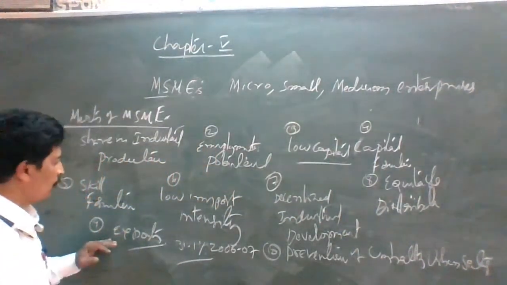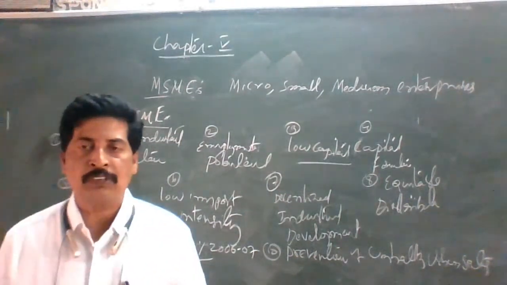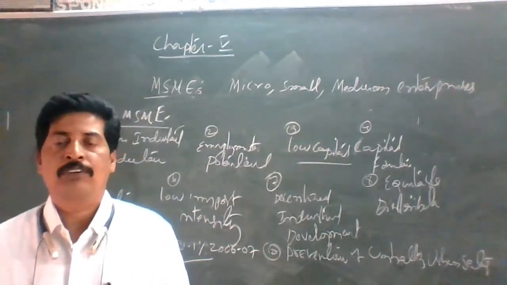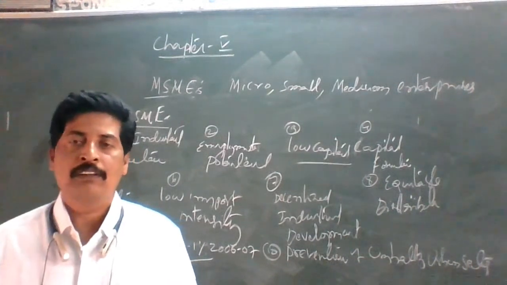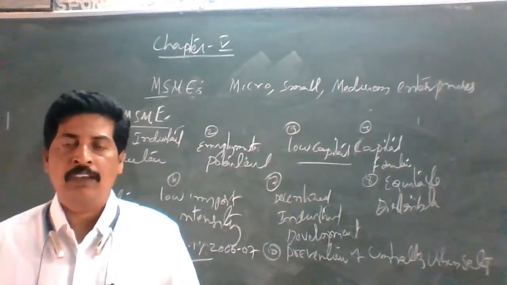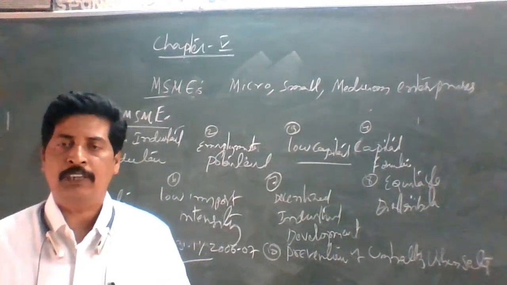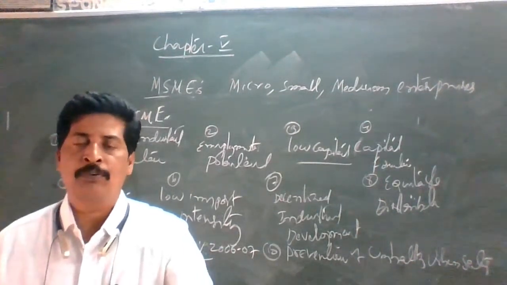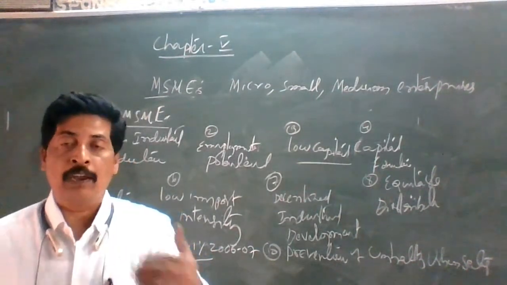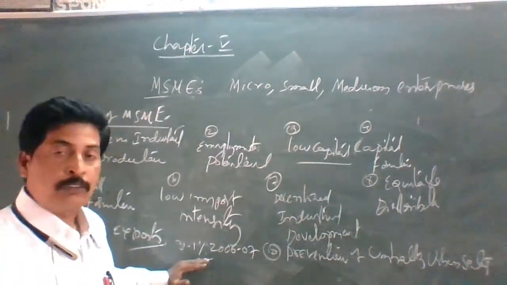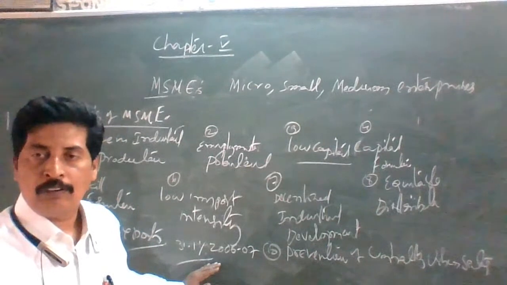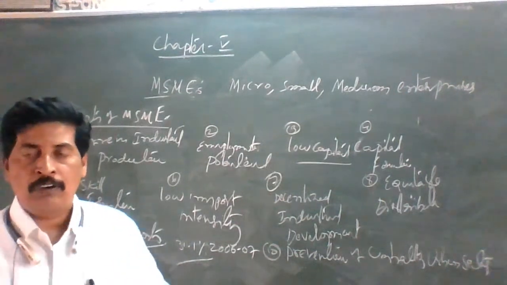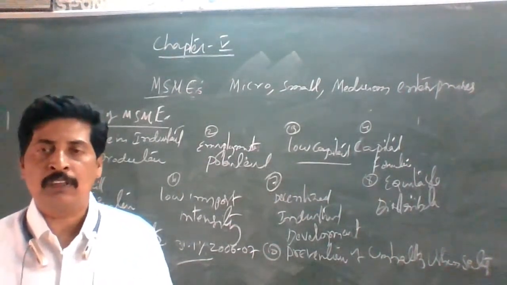Then coming to the ninth one, exports. According to 2006 and 2007, nearly 31.1% of foreign exchange was earned by MSMEs. So it is an important, significant feature. That is only 2006 and 2007. If we see the recent statistics of 2011 and 2012, it may be 36 or 37. More or less 35% of foreign currency MSMEs may earn.